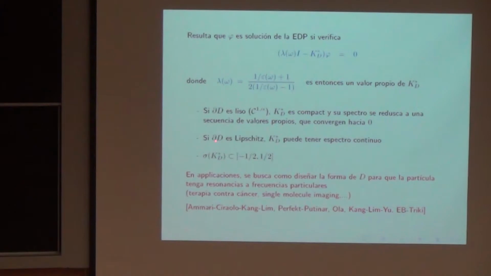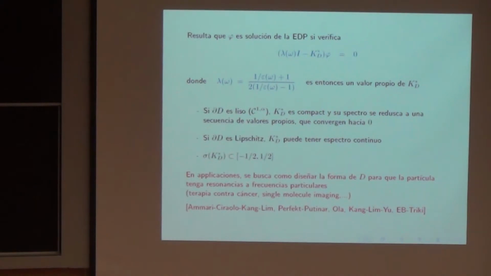But there are some things that we don't quite know very well at this stage: if the inclusion has a boundary which is Lipschitz, for instance, if you have a particle like a cube, then you have continuous spectrum. That's a difficulty that is still under investigation. But essentially, what we also know from classical operator theory is that the spectrum of the operator is real, and it's contained in the interval -1/2, 1/2.